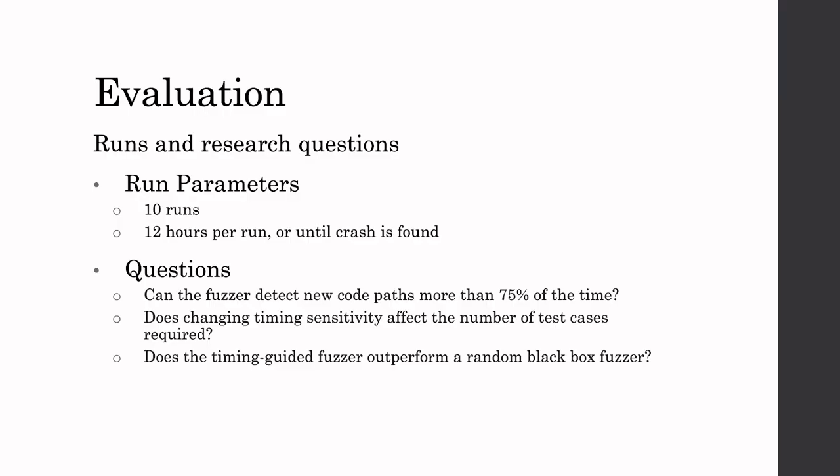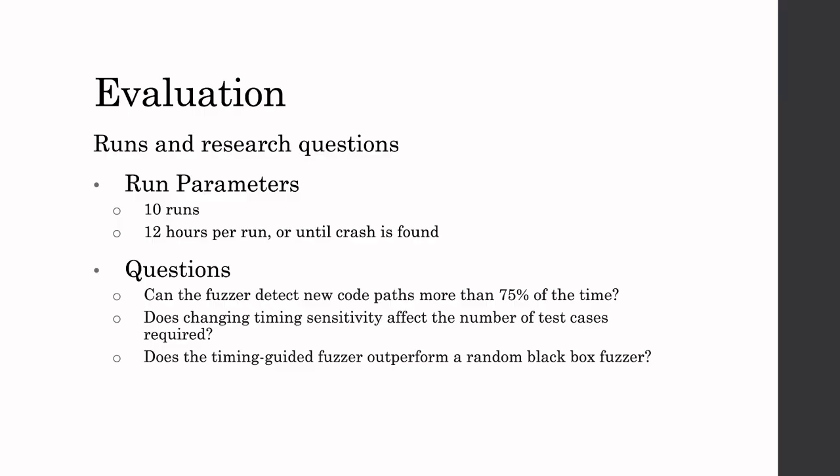So, to do this, we actually ran the fuzzer 10 runs per time delay. We had 4 different time delays: 1000 microseconds, 150 microseconds, 100 microseconds, and 90 microseconds. And for each delay we did 10 runs. Each run we ran for either 12 hours at max or until it found a crash in the web application.